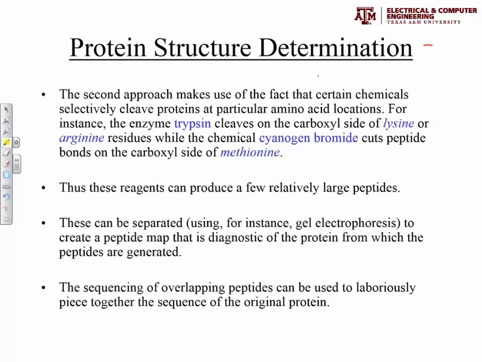So these reagents can produce a few relatively large peptides. These can be separated using, for instance, gel electrophoresis to create a peptide map, which is diagnostic of the protein from which the peptides are generated. And then the sequencing of these overlapping peptides can be used to laboriously piece together the sequence of the original protein. Again, it's not a clear-cut procedure. But it's like if you have a long thing and you don't know what it is, you break it up into pieces and try to find out some of the individual pieces. Then there is overlapping stuff, so try to put that together. And the statisticians and the mathematicians will worry about how many times you have to do it to get this thing correct.